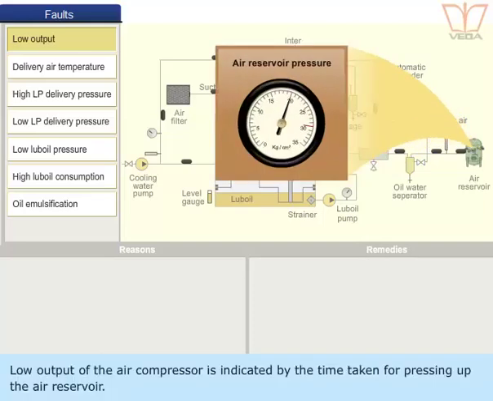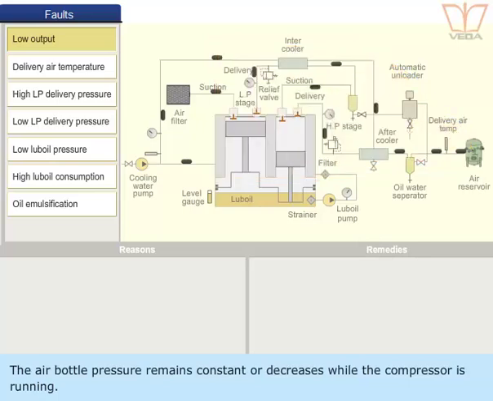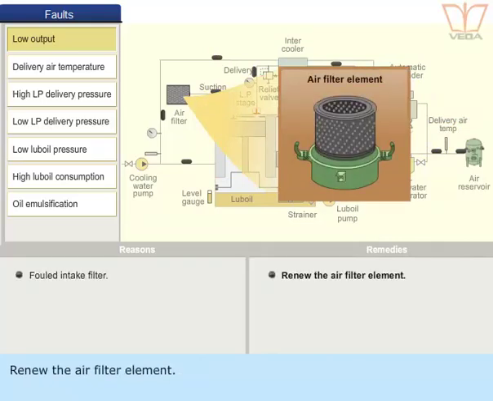Low output of the air compressor is indicated by the time taken for pressing up the air reservoir. The air bottle pressure remains constant or decreases while the compressor is running. The reason can be a fouled intake filter. Renew the air filter element.